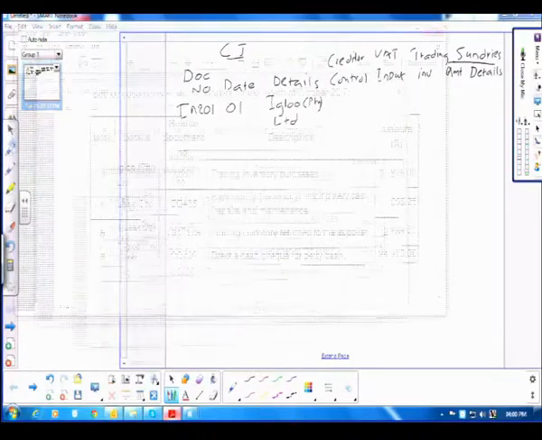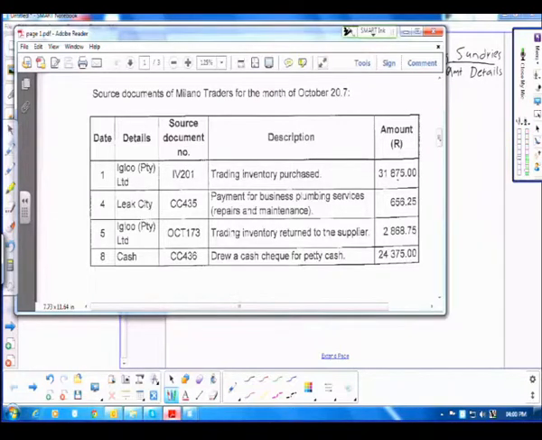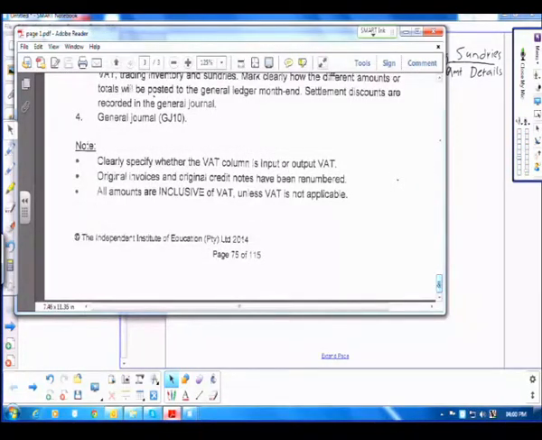So now we go to the amounts. So what are we buying? We are buying inventory. All right? Because we've got VAT involved, we just want to see if they tell us that the amounts are inclusive or exclusive of VAT. So we go down to the bottom. They say the amounts are inclusive of VAT.